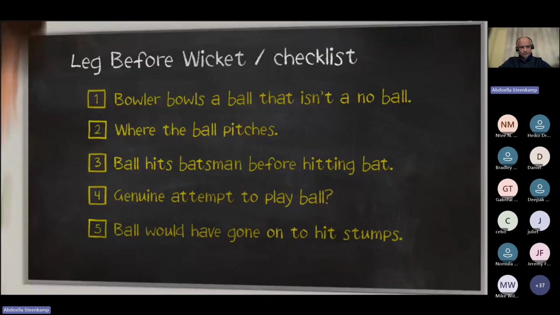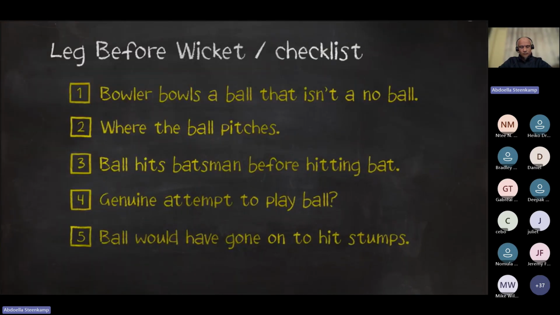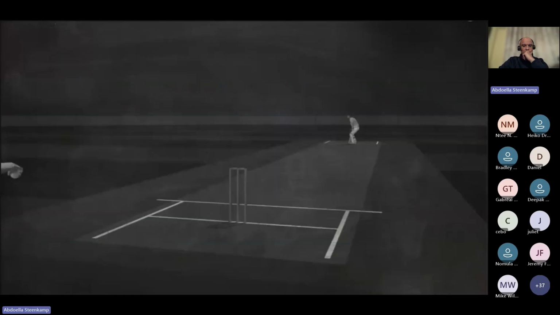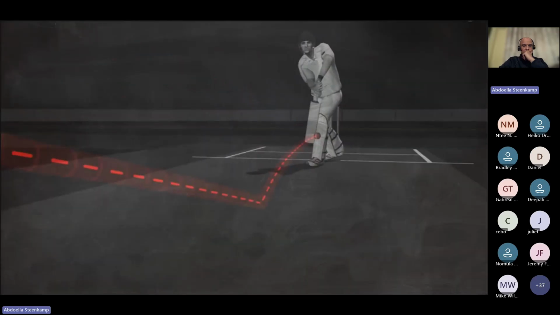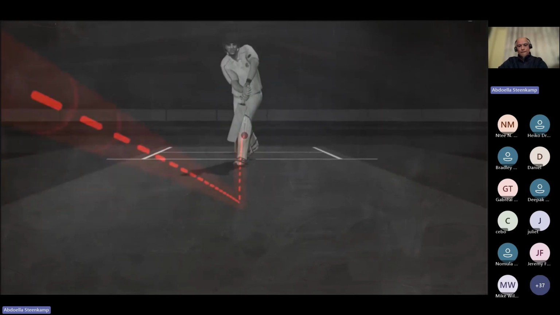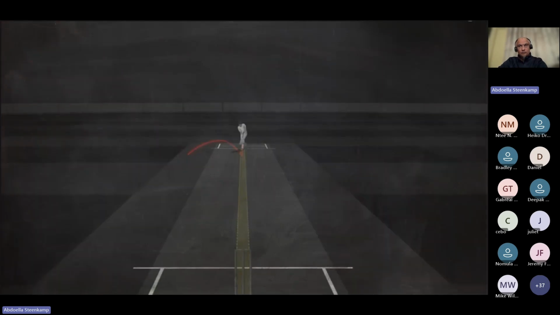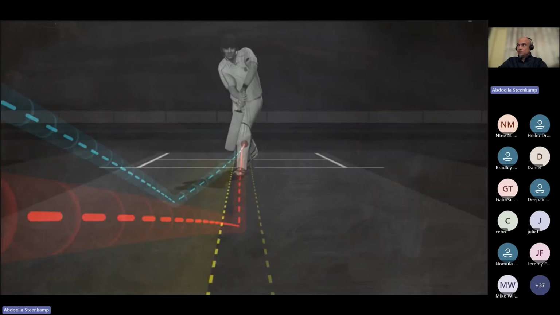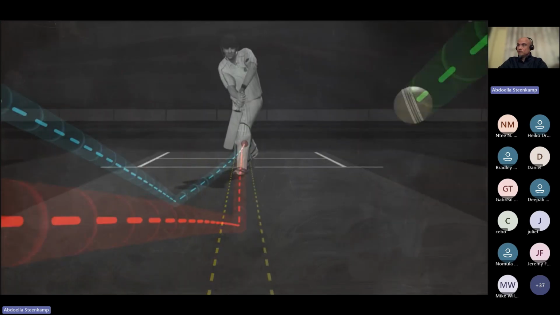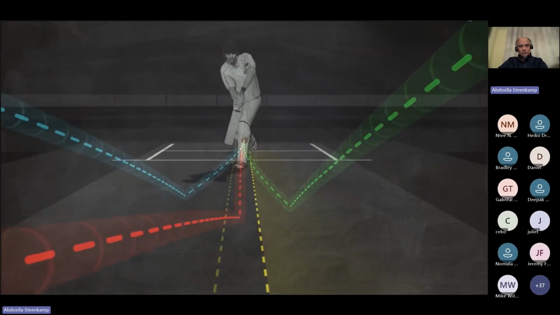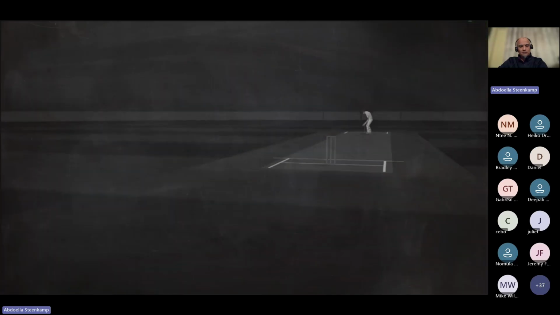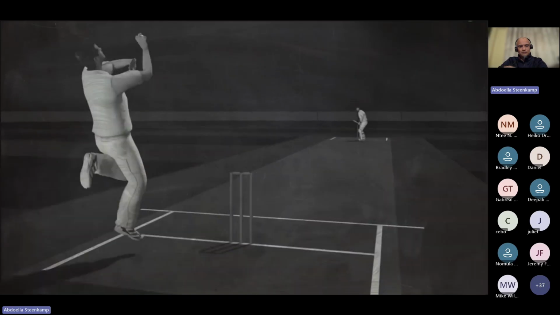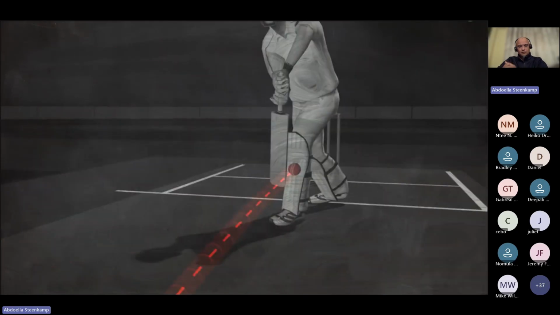There are 5 basic criteria to consider. The batsman is out, leg before wicket, if 1. The bowler bowls a ball that isn't a no ball, unlike this poor fellow. 2. The ball, if it is not intercepted on the full, pitches in line between wicket and wicket or on the offside of the batsman's wicket. It cannot be out if the ball pitches outside the line of the leg stump. 3. The ball hits the batsman either full pitch or after pitching and before he hits it with his bat.